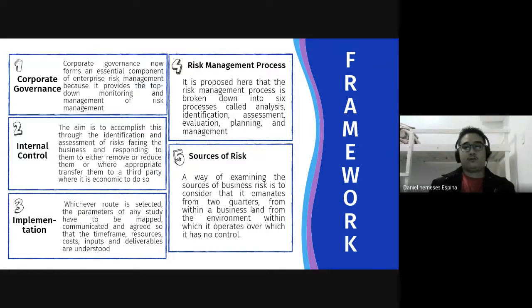And last of the framework is the sources. So the source of the business risk emanates from two quarters. One is from inside the business or within the business, and the other is from the environment within which it operates and over which it has no control.